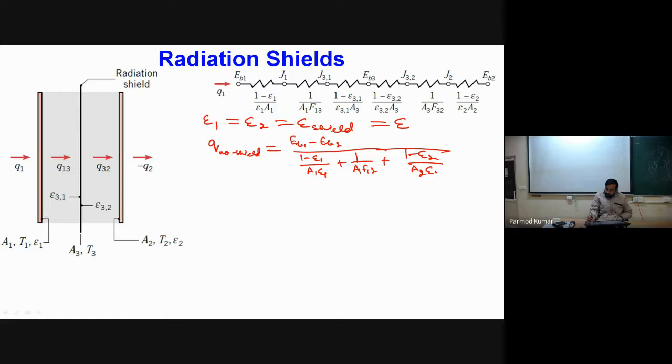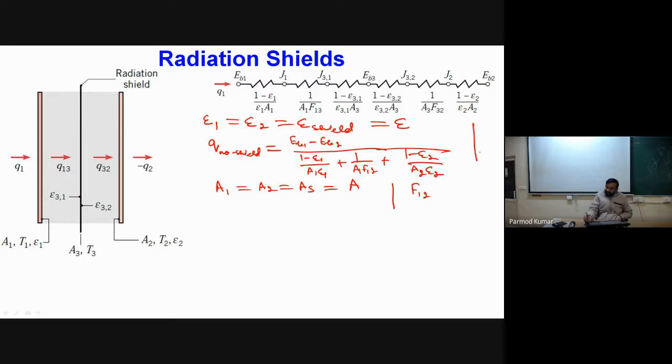A2 epsilon 2. Okay. So now if all epsilons are same, and also consider a special case, if we consider these plates to be of identical area and infinite length. If plates are of identical area, so A1 will be A2 will be AS will be equal to A. Okay. And if all the plates are of infinite length, can you tell me what will be the view factor from 1 to 2?